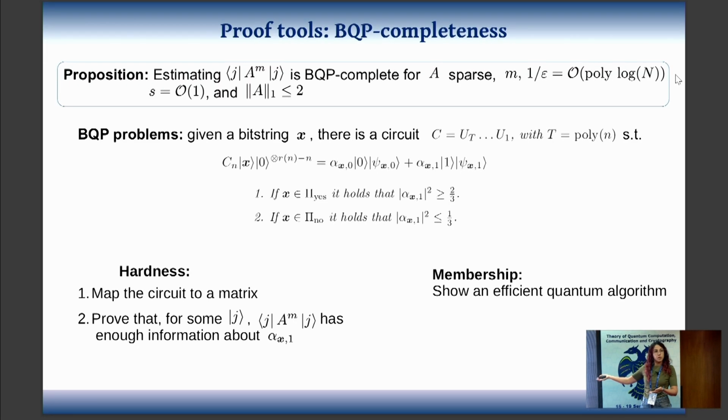And after applying the function, we have to prove that this information about alpha x1 is contained in the estimation of the matrix entry of the matrix function. And then this proves that the problem is BQP hard. For membership in BQP, we just show an efficient quantum algorithm that can be built, for instance, with QSVT.